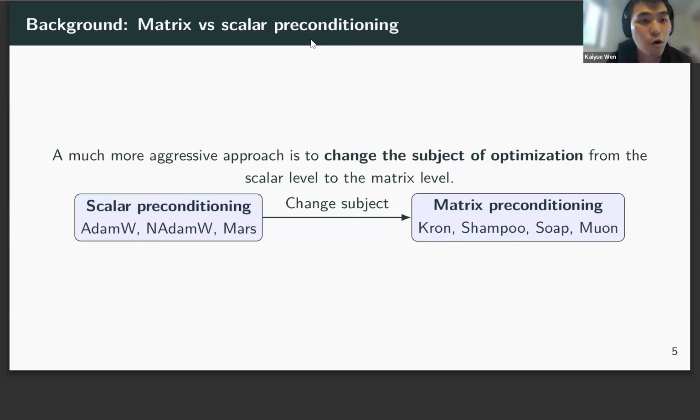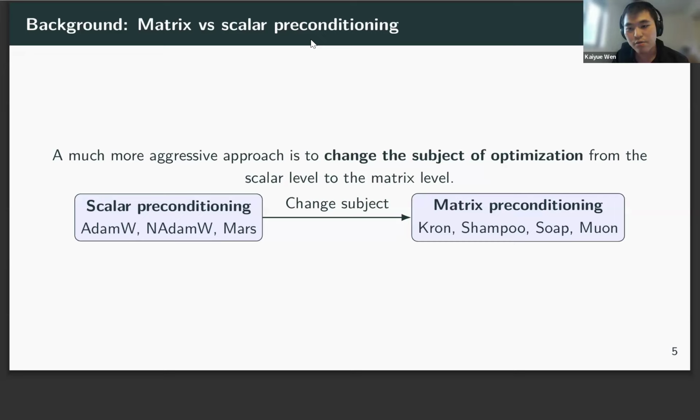But all of these are in spirit very similar to the original version of Adam, in that they are all operating on the scalar level, meaning that all the momentum and update are computed in parallel for every scalar, and then in terms of computing the optimizer update, you don't need to consider any interaction between different scalar weights. A much more aggressive approach is to change the subject of optimization completely and actually operate on the matrix level.